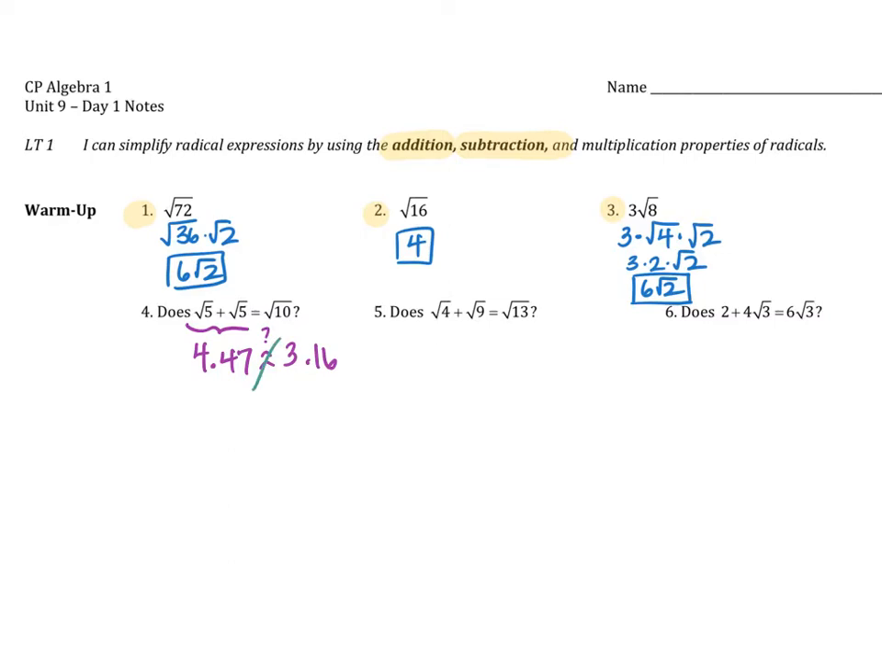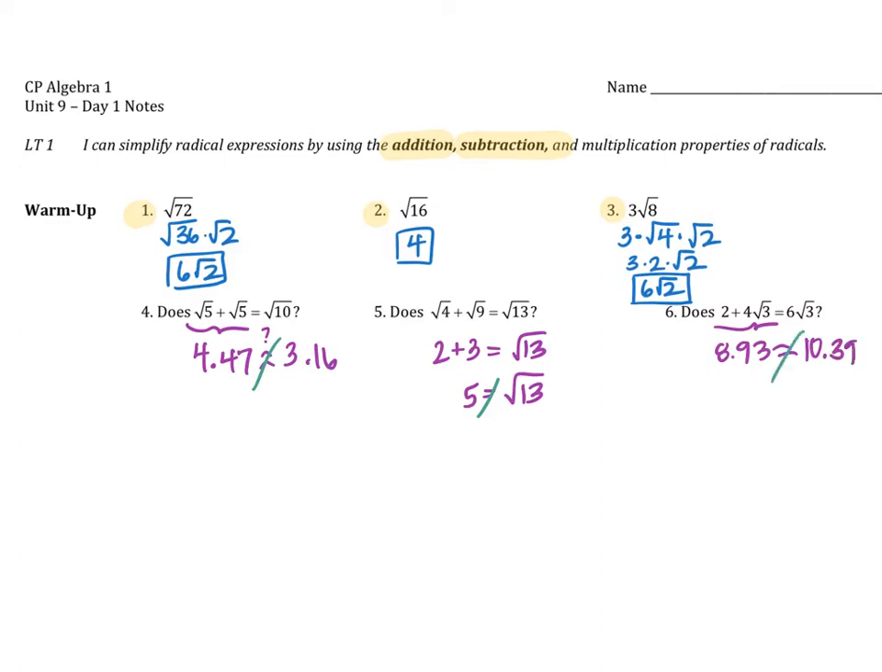Does square root of 4 plus square root of 9 equal square root of 13? Meaning, does 5 equal square root of 13? Absolutely not. Okay, and let's try the next one. Does 2 plus 4 square root 3, which I calculated in my calculator to be 8.93, equal 6 square root 3? And I get 10.39, which again is not true.